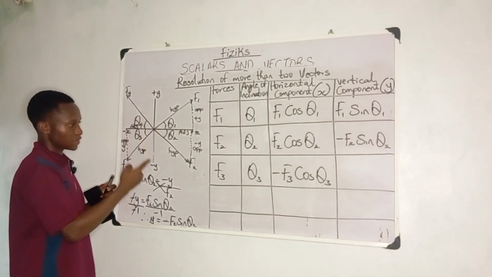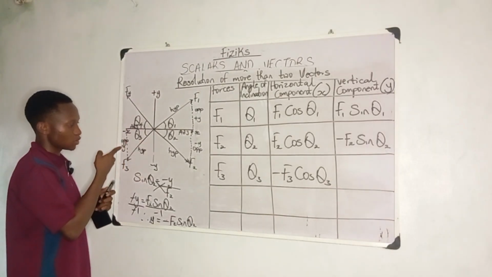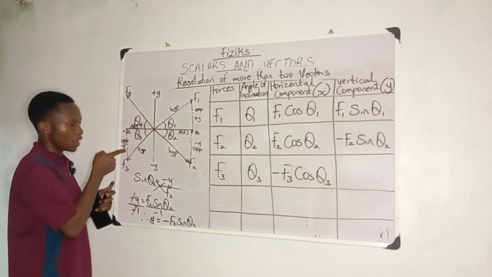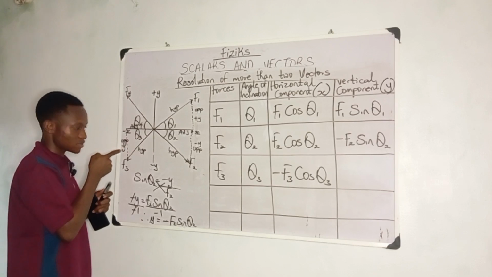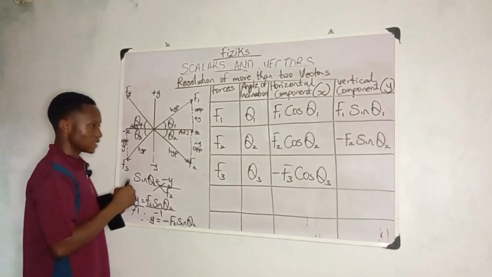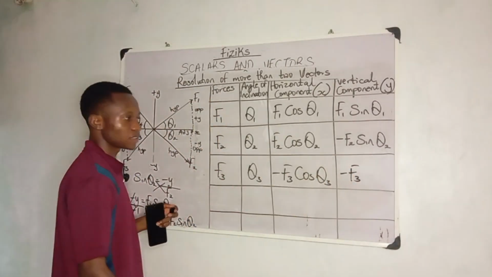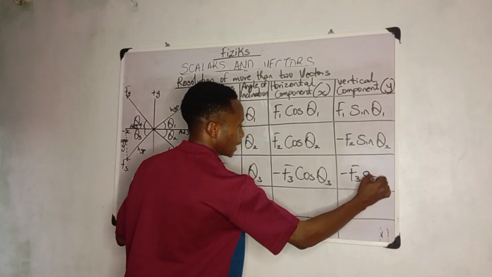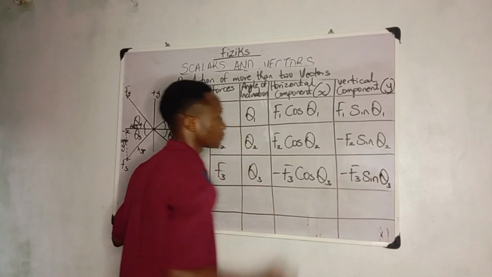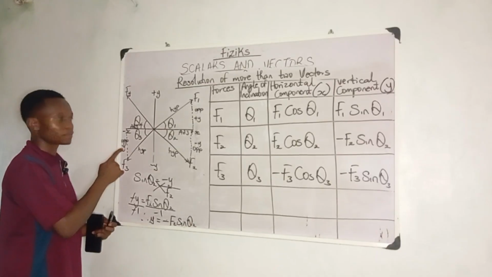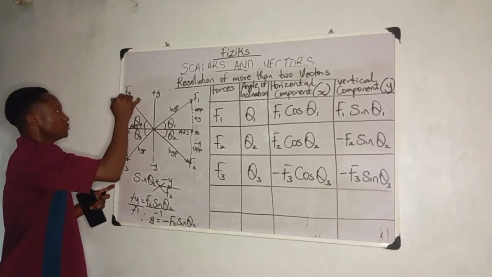Vertical component, the vertical line. So it's going to be opposite and hypotenuse. But mind you, the y is also on the negative axis. So what I'm going to have is minus f3. You see what I did? Minus f3 sine theta 3. Minus f3 because of the minus that it's carrying. Let's go to the last one.